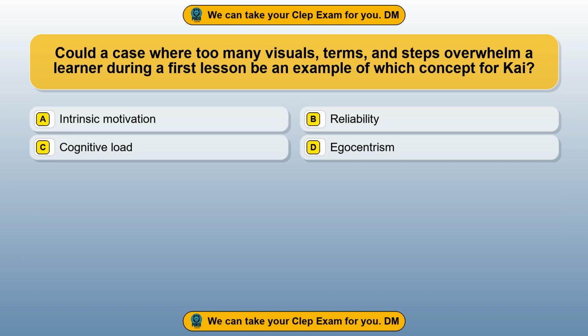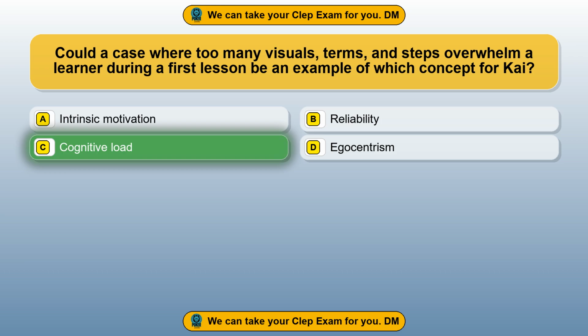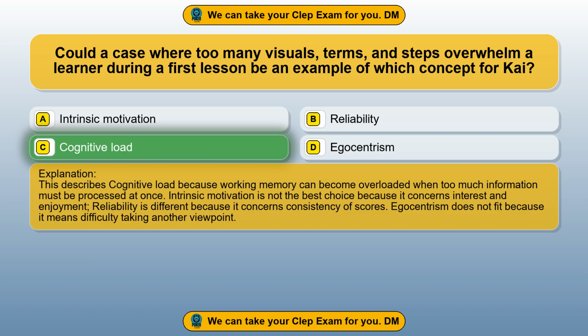Question 45. Could a case where too many visuals, terms, and steps overwhelm a learner during a first lesson be an example of which concept for Kai? Option A, intrinsic motivation. Option B, reliability. Option C, cognitive load. Option D, egocentrism. The correct answer is option C, cognitive load. This describes cognitive load because working memory can become overloaded when too much information must be processed at once.